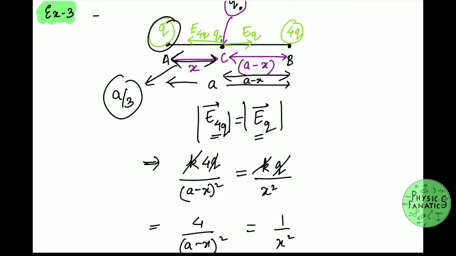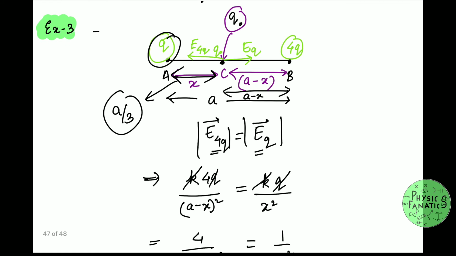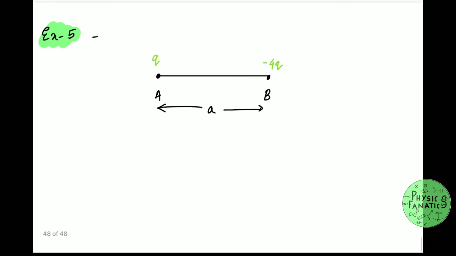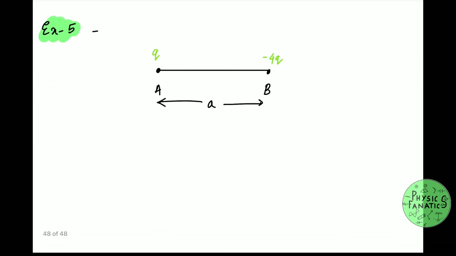That means you have to place your q naught test charge at a by 3 distance away from a, so that this q naught charge does not experience an electric field because of q or because of 4q. I hope that's understandable. Now I have one more example, and this example is very simple.